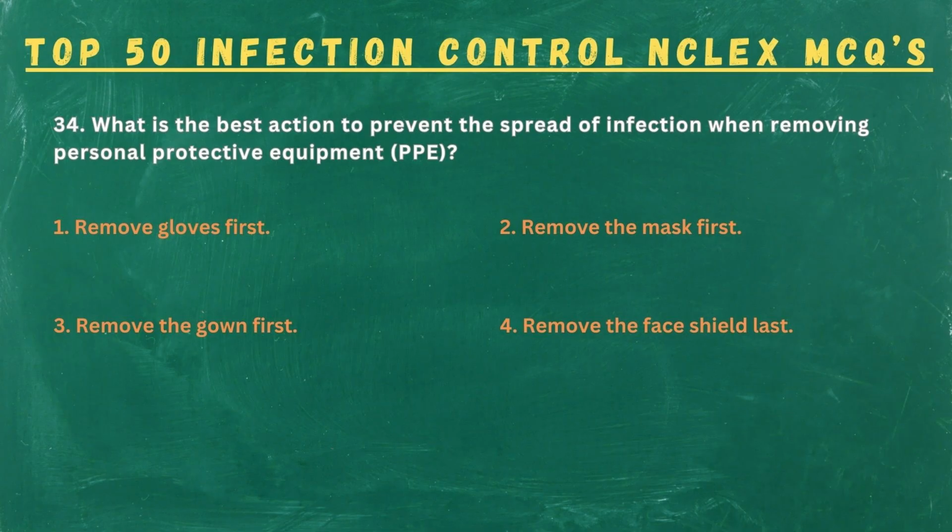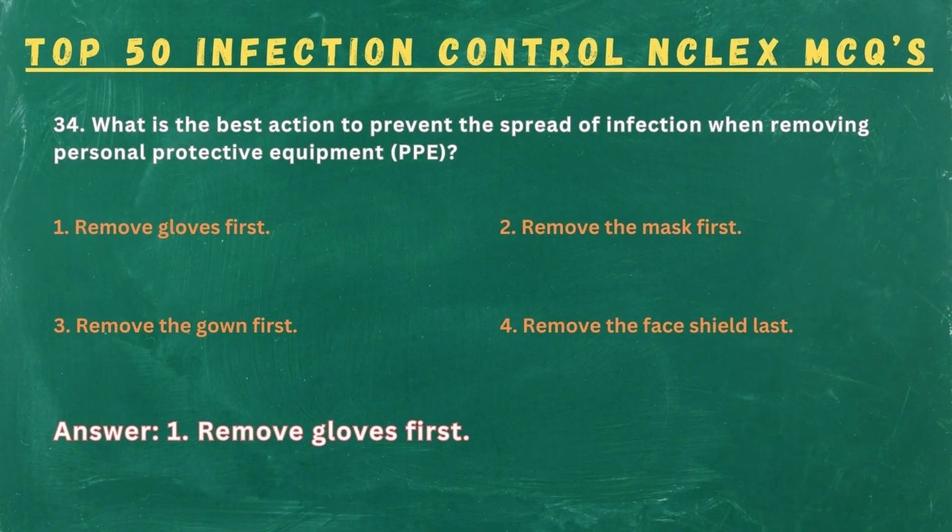34. What is the best action to prevent the spread of infection when removing personal protective equipment, PPE? 1. Remove gloves first. 2. Remove the mask first. 3. Remove the gown first. 4. Remove the face shield last. Answer: 1. Remove gloves first.